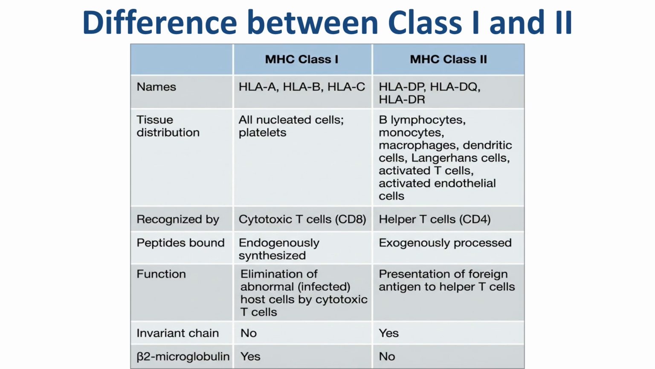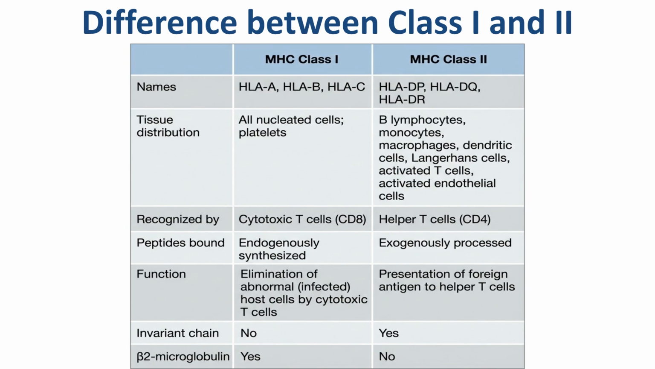They present different antigen types. Class I presents endogenous antigens from within the cell, primarily viral proteins. Class II presents exogenous antigens from outside the cell, primarily bacterial proteins. Processing pathways differ. Class I uses the cytoplasmic proteasome pathway. Class II uses the endosomal lysosomal pathway.